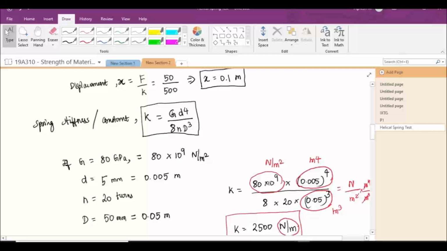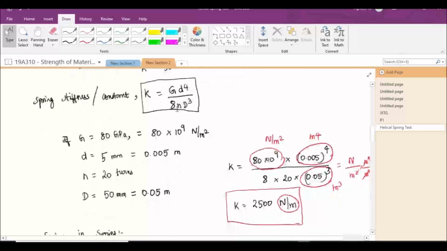Now let us apply the condition. So G, I'm taking it as 80 gigapascal. Usually, springs are made of steel. So, steel has a modulus of rigidity of 80 gigapascal. In general, the value is 80 gigapascal. So, 80 gigapascal is a property.